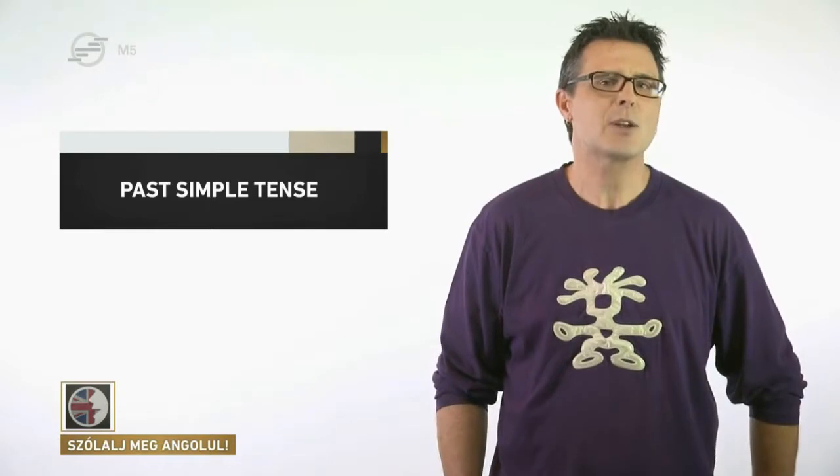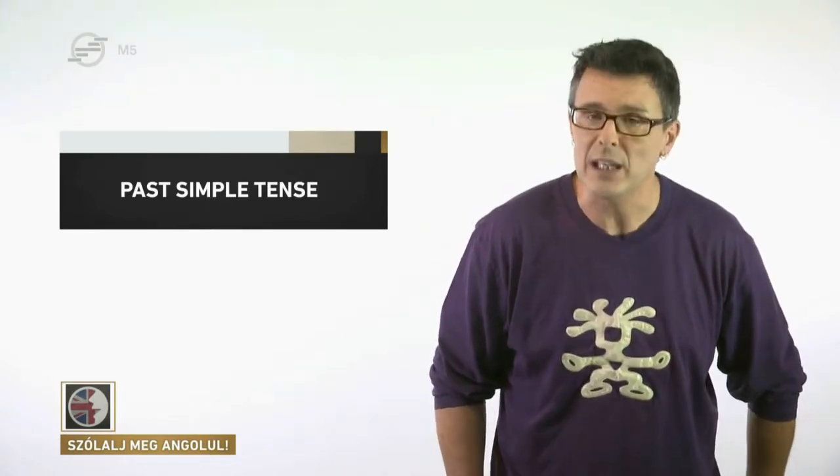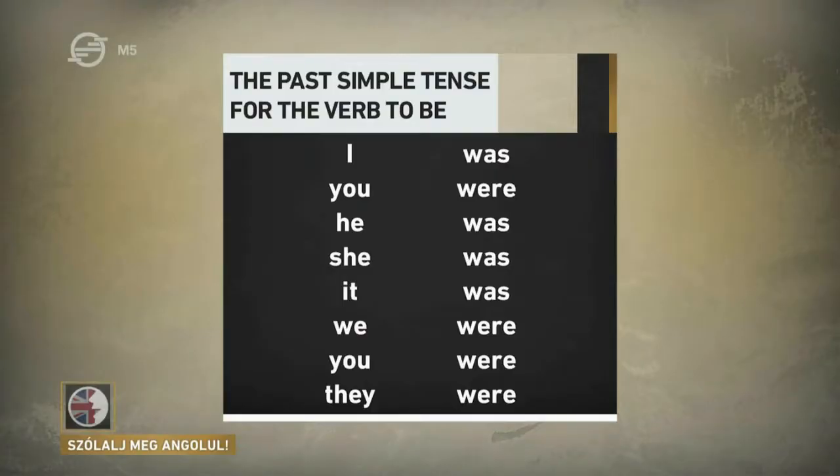Okay, well I'm sure you all remember our last lesson, but just to make sure, let's have a quick recap. Last lesson, we continued looking at the past simple tense. We looked at how we make the past simple tense of the verb to be. We know what the positive form is. I was, you were, he was, she was, it was, we were, you were, and they were.